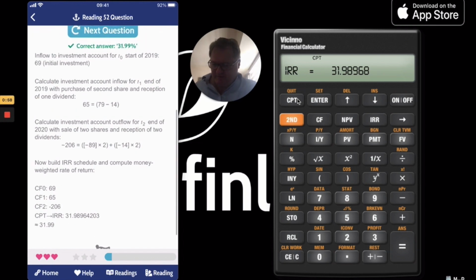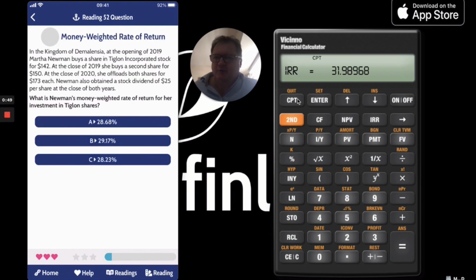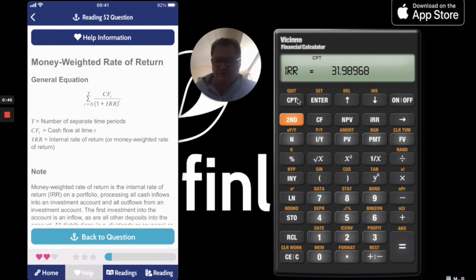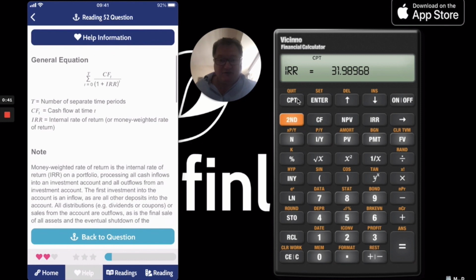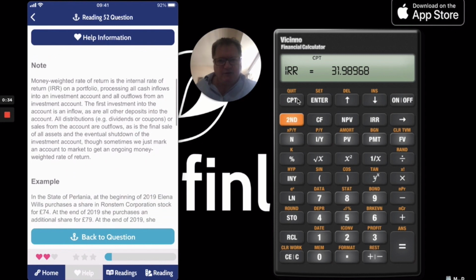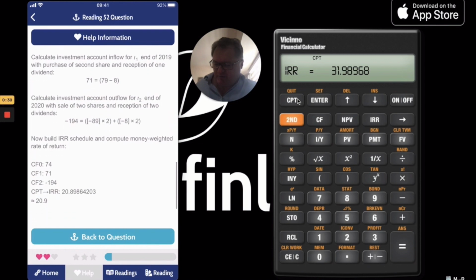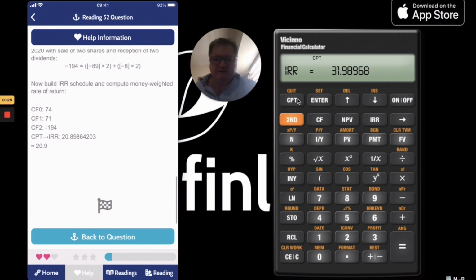Let's have a look at the next question. You're going to do this question for homework, by the way. So money weighted rate of return, and we can also look at the help as well. So in the help section, where you lose a life, unfortunately, that's the nature of the game. You get the equation, the official equation. You get a note about what money weighted return is, and then you get an example question to help you figure out how to answer the question.